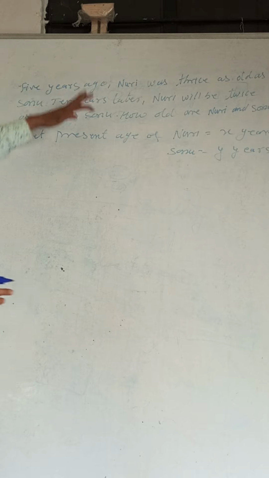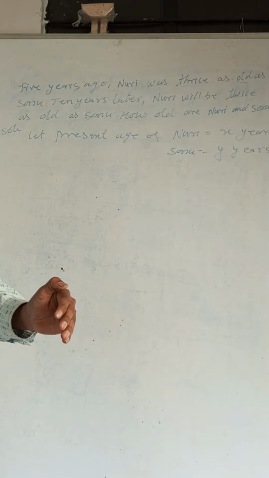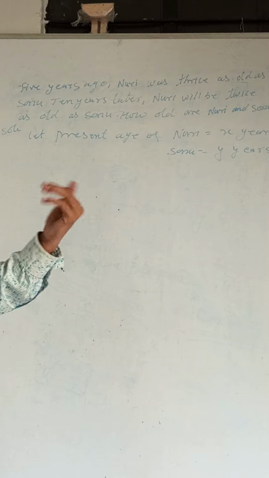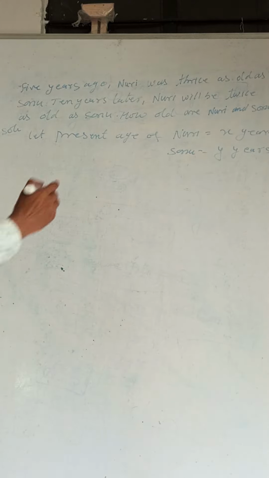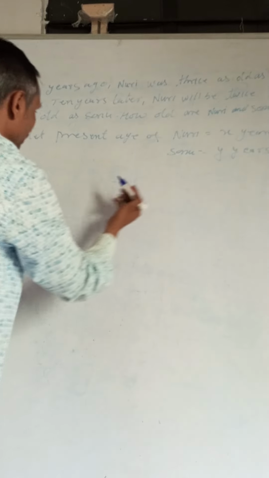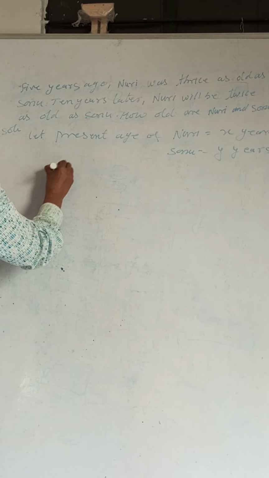5 years ago. So 5 years ago means suppose now your age is 16 years, so 5 years back what was your age? You were 11 years old. So now it is presently x years, so 5 years back what will it become? Condition number 1.